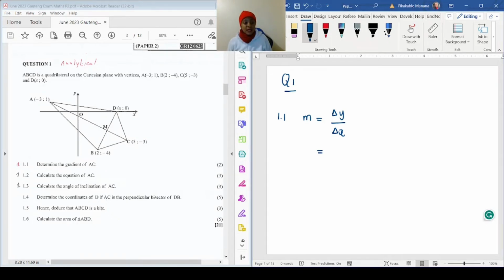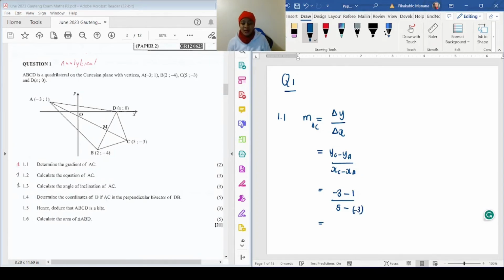So if I look then at the gradient of AC, I will take the y-coordinate of C minus the y-coordinate of A over the x-coordinate of C minus the x-coordinate of A. And do we have everything? Yes. So the y-coordinate of C is -3 and of A it's 1, right? X-coordinate of C is 5 and for A it's -3.